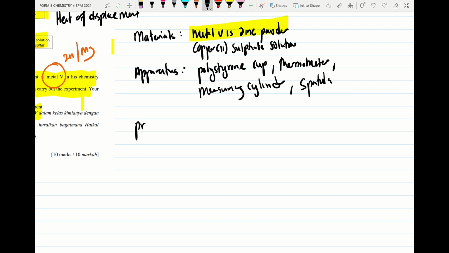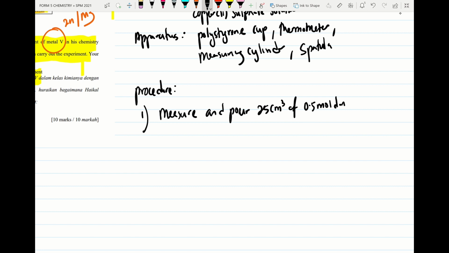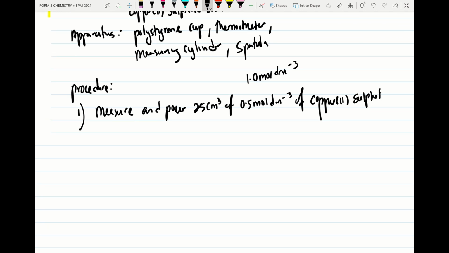All right, so next we go for procedure. Procedure number 1. So we measure and pour 25 cm3 of 0.5 mol dm-3, students can take 1.0 mol dm-3, up to the student, okay, of copper. All right, so I put here copper 2 sulfate solution. Please put the copper 2 sulfate solution into a plastic or polystyrene cup. So here I use a polystyrene cup. All right, point number 2.